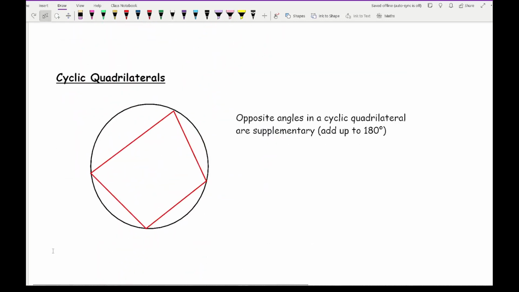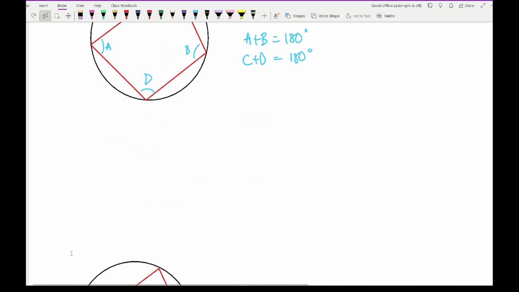So now let's move on to cyclic quadrilaterals. Now, in a cyclic quadrilateral, it states that opposite angles in a cyclic quadrilateral are supplementary. In other words, they add up to 180. So for example, this angle here, if I just call that A, and this angle B, well, A plus B equals 180. And similarly for C and D, which are also opposite, C plus D equals 180 degrees as well. So let's go on to prove that as well.